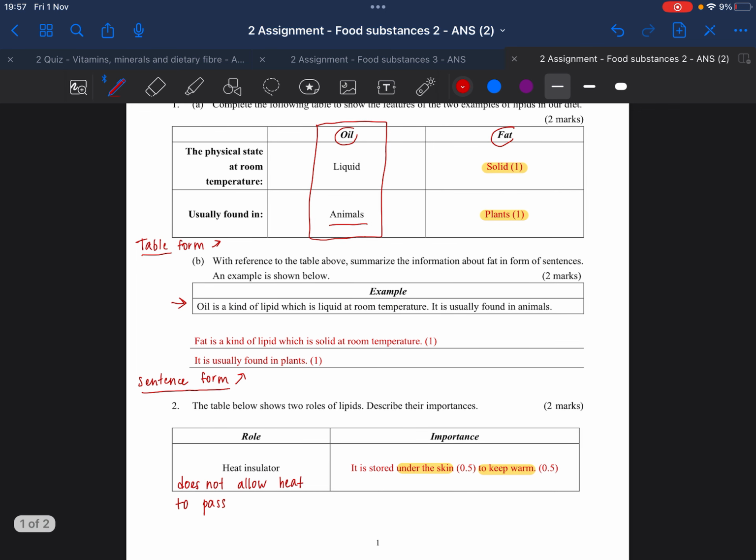The second one is about the role of the lipids. The first role is heat insulator. Heat insulator means it does not allow heat to pass. For example, for an animal, it would mean that the animal cannot pass its body heat to the outer world. So it can keep heat in its own body and feel less cold. And this is how you can identify the importance of it. So it is stored under the skin to keep warm. You have to specify where exactly it is stored.